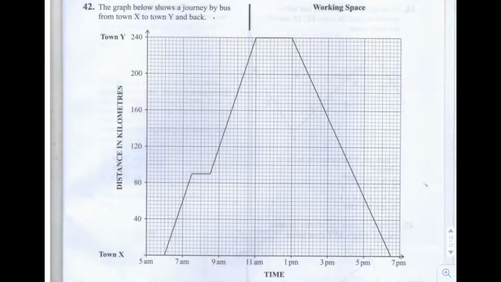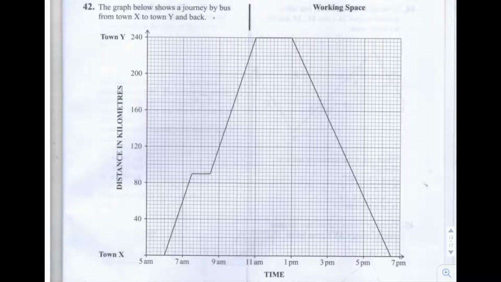This is question number 42 from the 2013 KCPE maths paper. It says the graph below shows a journey by bus from town X to town Y and back. So this is a distance time graph, and on the y-axis we have distance.